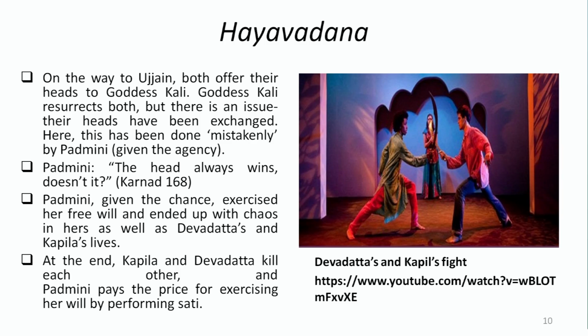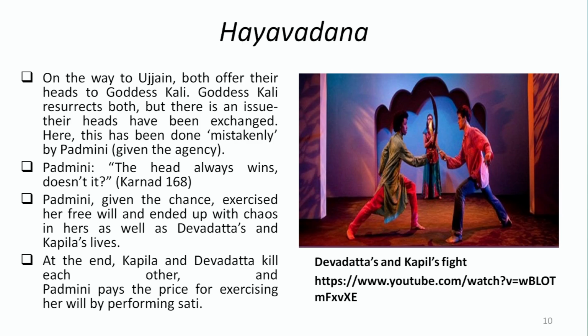On the way to Ujjain, both offer their heads to goddess Kali in the situation of a dispute, where goddess Kali resurrects both, but there is an issue, their heads have been exchanged, as she asked Padmini to take the decision and take up the heads and again join it and they will become alive. But by mistake, in excitement, she exchanged the heads.